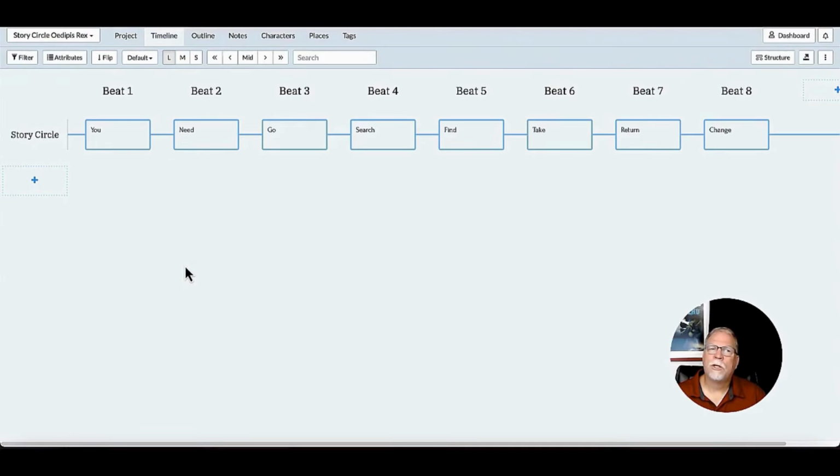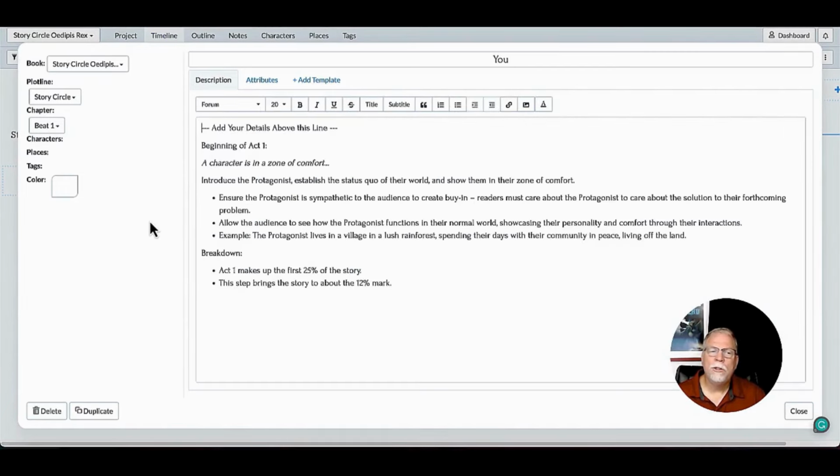We are going to start with Act 1, the setup, and with you. You is essentially an introduction to our hero in a place of comfort. We see their ordinary world, and the audience is introduced to a sympathetic character, someone they can relate to and identify with. This is who we're going to follow through the rest of the story.